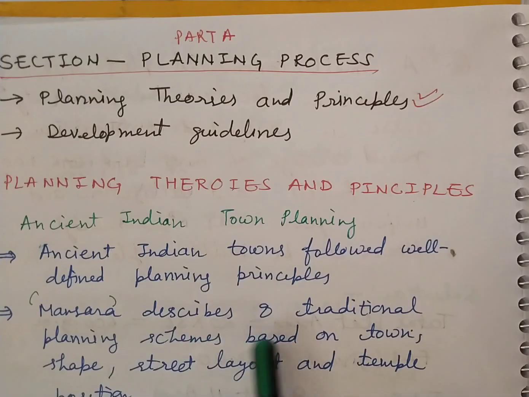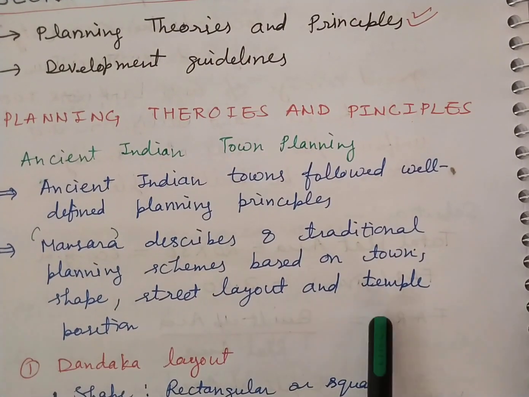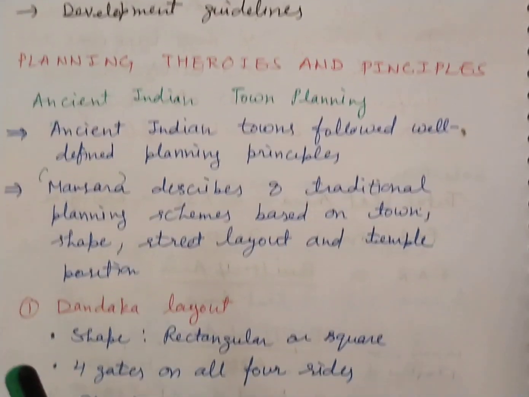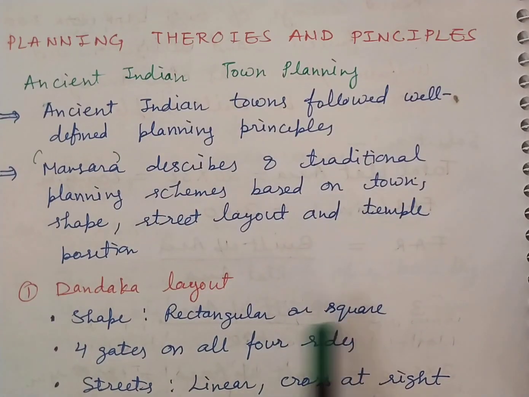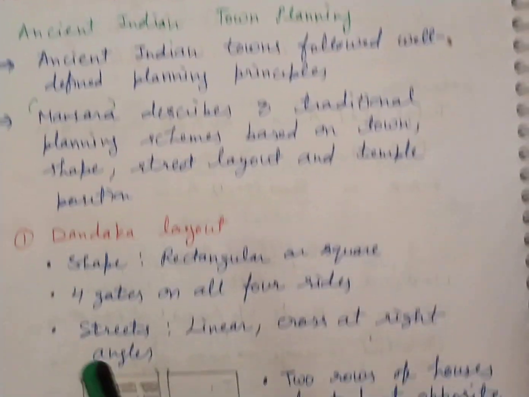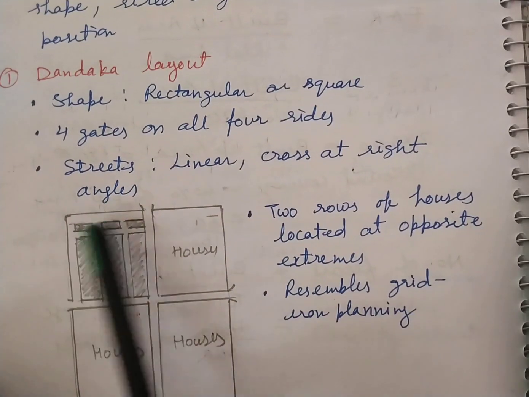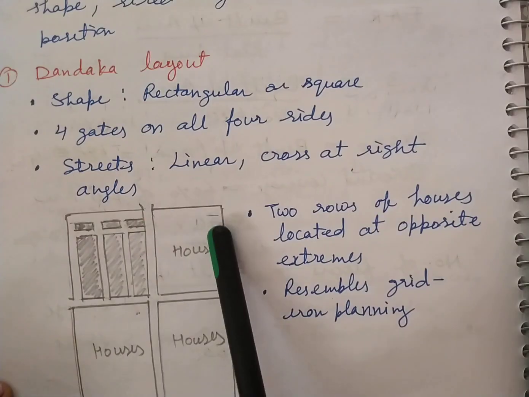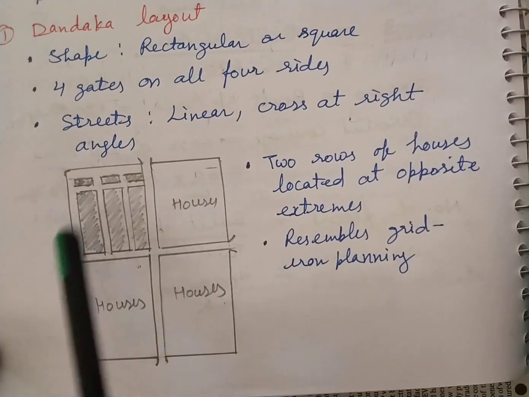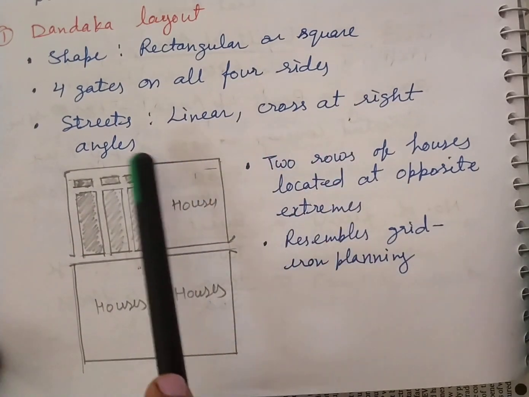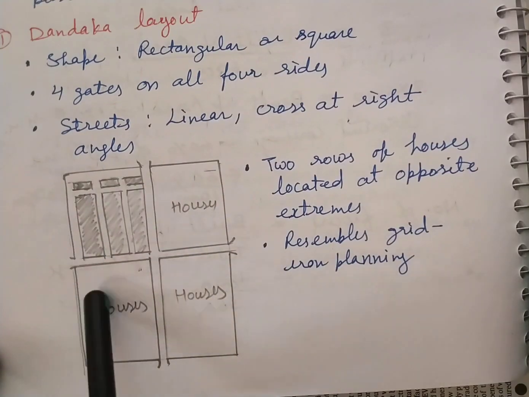Mansara describes 8 traditional planning schemes based on town shape, street layout and temple position. First one is Dandaka layout, shape rectangular or square, 4 gates on all the 4 sides. I have drawn this. This is rectangular or square, 4 gates on all 4 sides, streets linear, cross at right angles. These are also the streets.